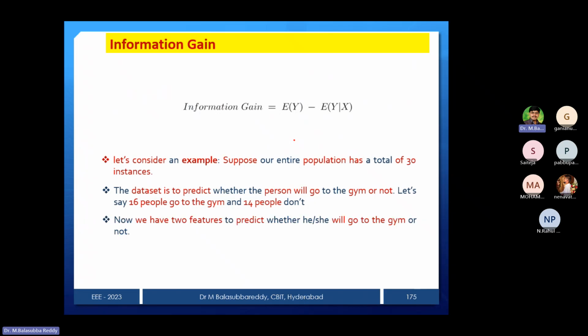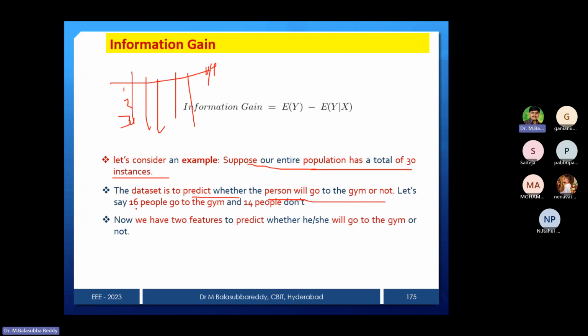Let's consider that our entire population has a total of 30 instances. Let's consider the matrix to be instances 1, 2, 3 up to 30 with different features, and one is your output target. Now we have to calculate the information gain. The data set is to predict whether a person will go to the gym or not. Let 16 people go to the gym and 14 people don't. Now we have two features to predict whether she or he will go to the gym or not.